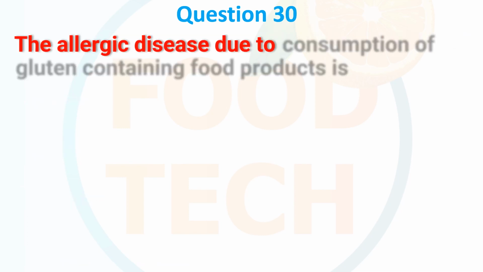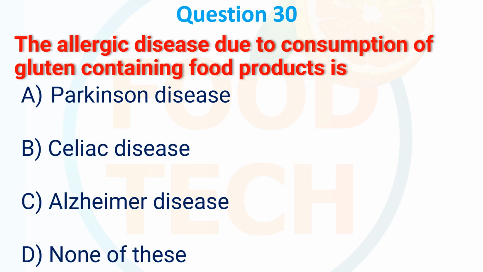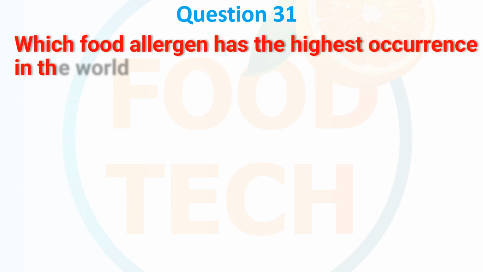The allergic disease due to consumption of gluten containing food product is A. Parkinson disease, B. Celiac disease, C. Alzheimer disease, D. None of these. The answer is B. Celiac disease.